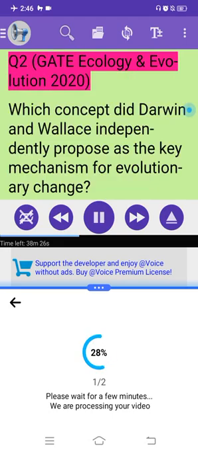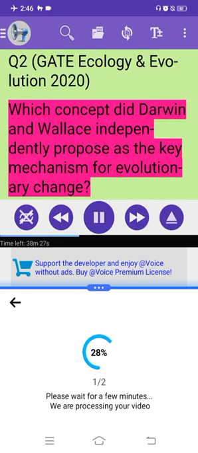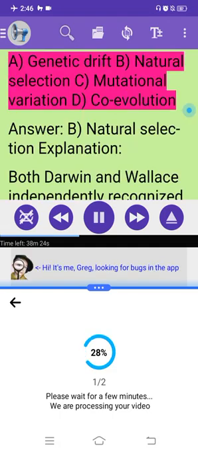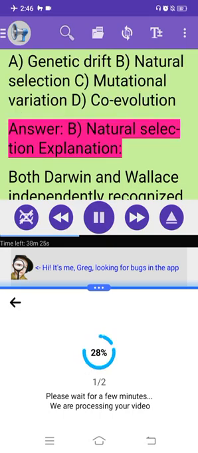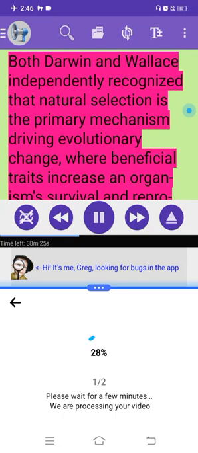Q2, GATE Ecology and Evolution 2020. Which concept did Darwin and Wallace independently propose as the key mechanism for evolutionary change? A. Genetic drift. B. Natural selection. C. Mutational variation. D. Coevolution. Answer: B. Natural selection. Explanation: Both Darwin and Wallace independently recognized that natural selection is the primary mechanism driving evolutionary change, where beneficial traits increase an organism's survival and reproduction chances.